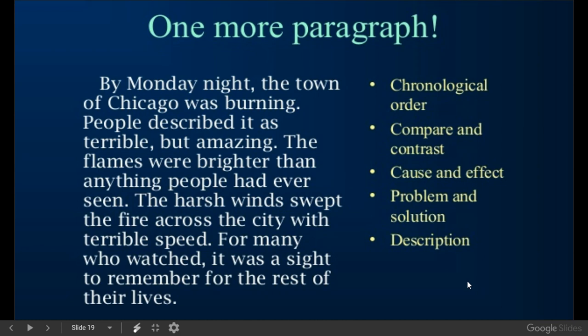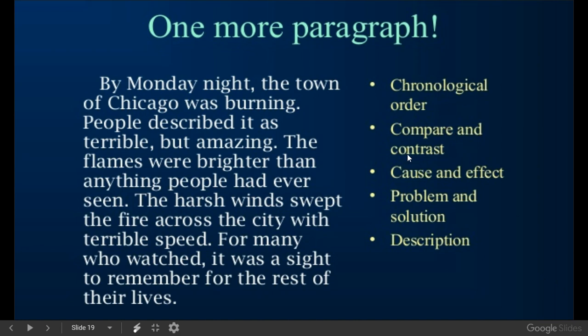On Monday night, the town of Chicago was burning. People described it as terrible, but amazing. The flames were brighter than anything people had ever seen. The harsh winds swept the fire across the city with terrible speed. For many who watched, it was a sight to remember for the rest of their lives.